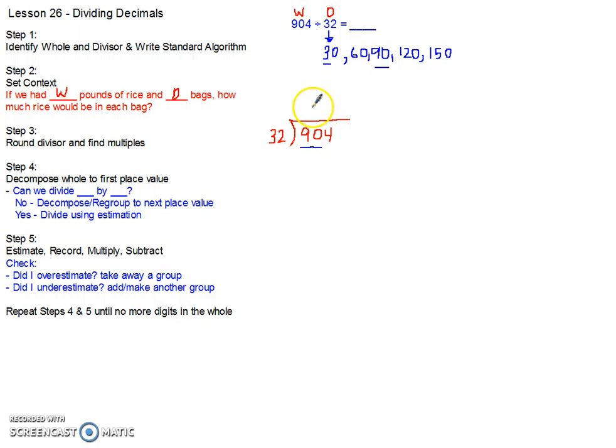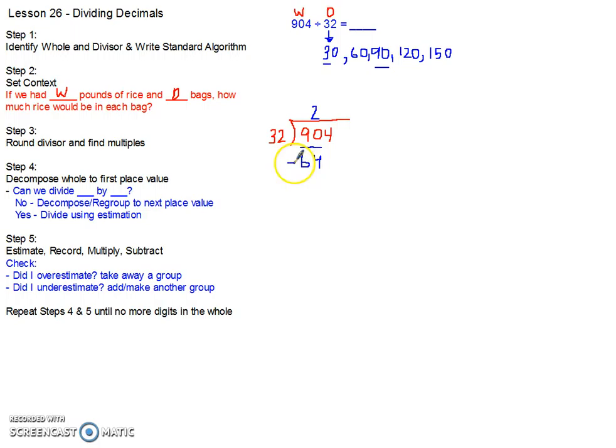3 didn't work, so I'm taking away a group and I'm going to go down to 2, and I'm going to try it again. So I record, now I multiply. 2 times 2 is 4. And then 2 times 3 is 6.